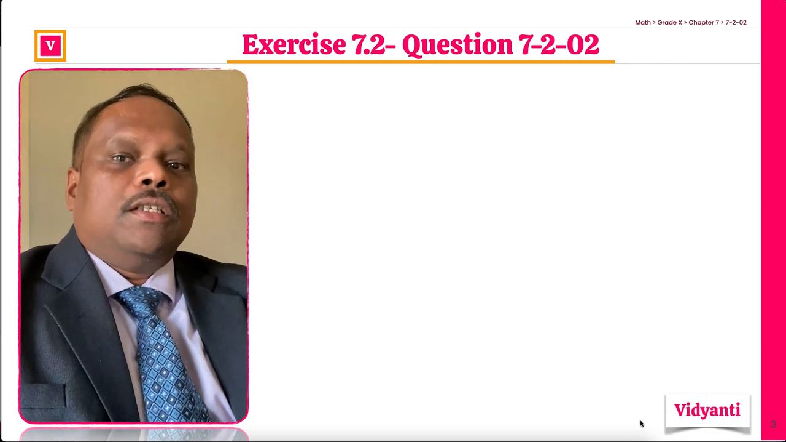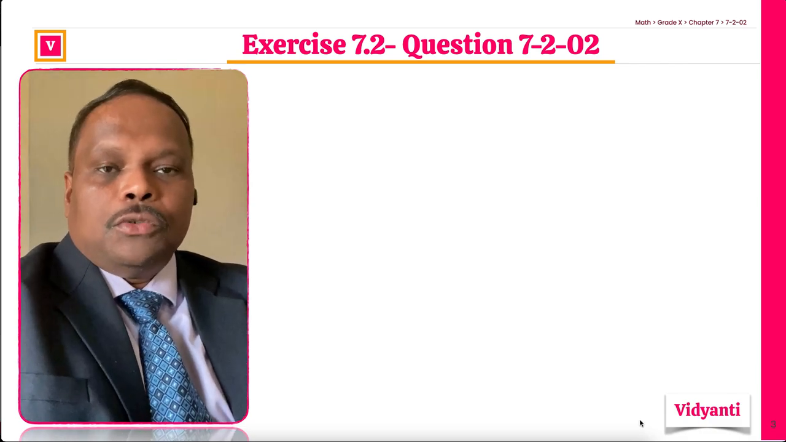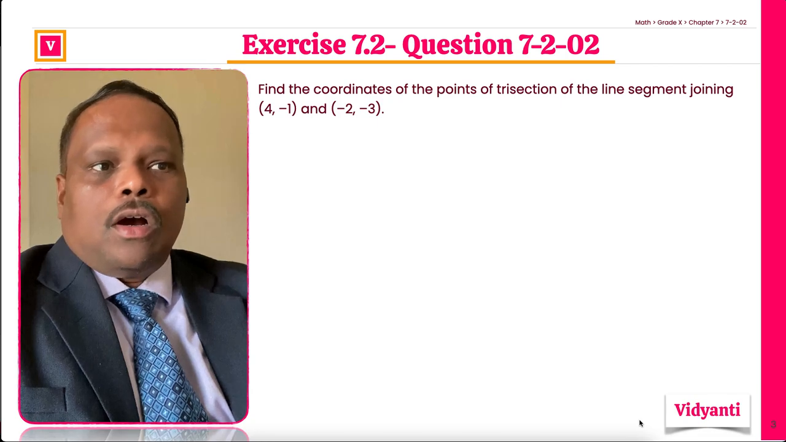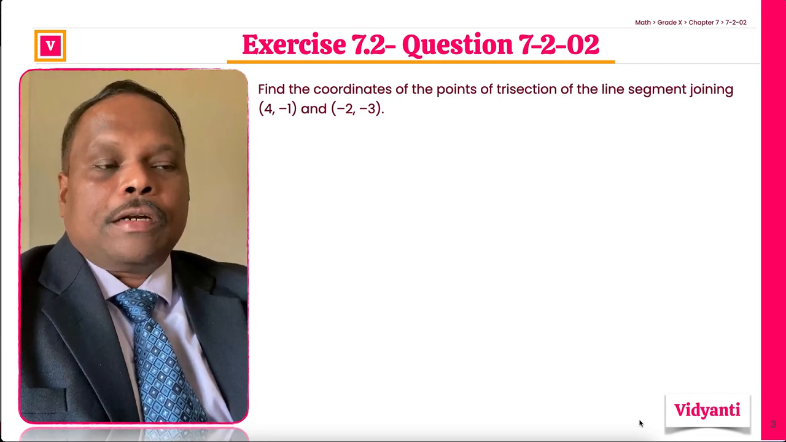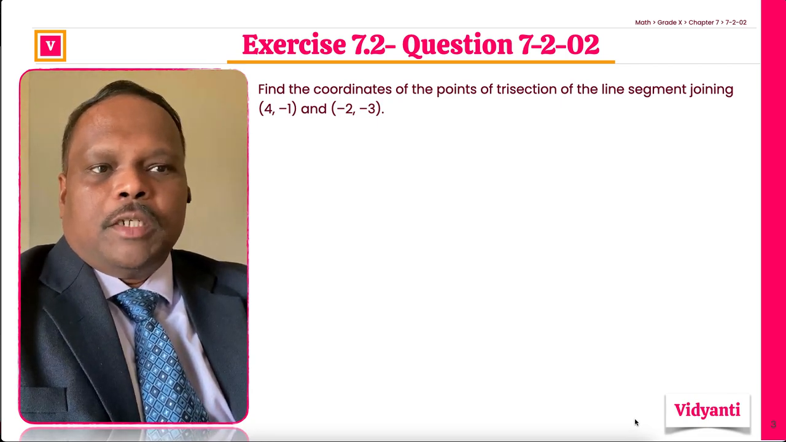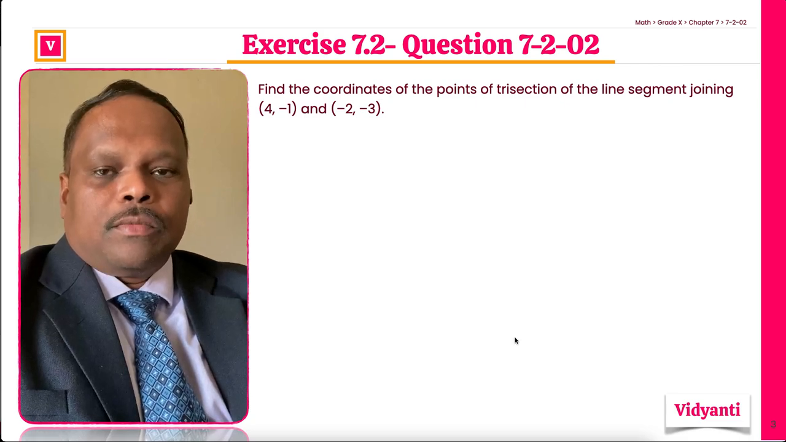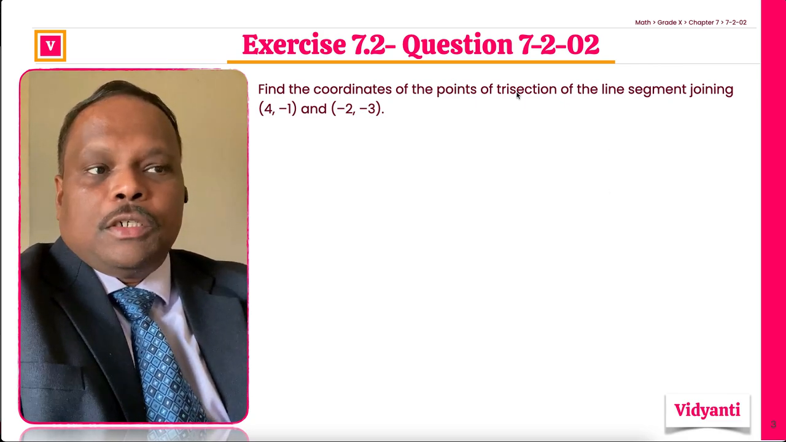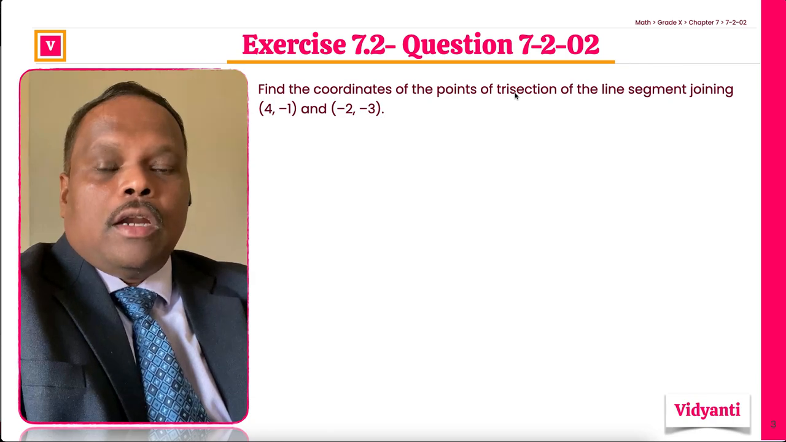Let's see the next question in this exercise, question 7.22. Find the coordinates of the points of trisection of the line segment joining the two endpoints given. So what is the meaning of this question? Trisection means you are dividing the line into three equal parts.